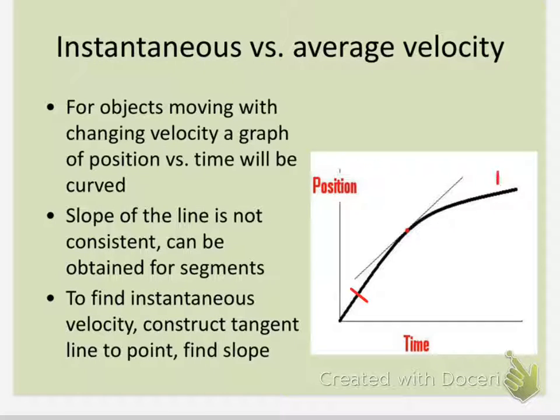We cannot find average velocity in a situation where velocity is changing. That doesn't make any sense. I mean, we can, but it's not real useful.